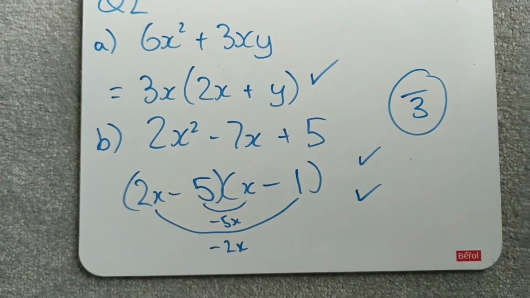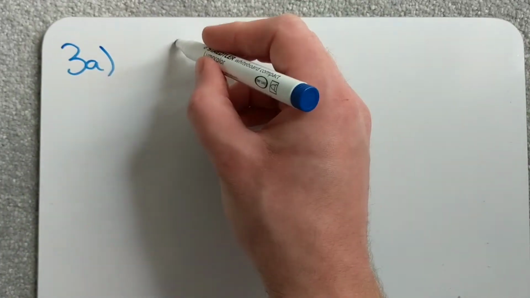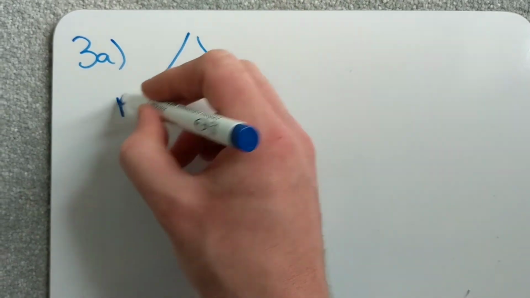That's question 2. Okay, question 3. Question 3 all in is worth 5 marks. So for 3A, you've got to look at your triangle. Your triangle is PQR.